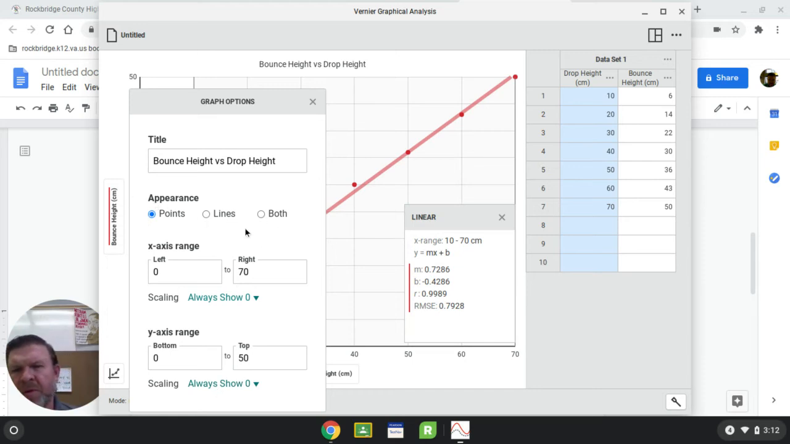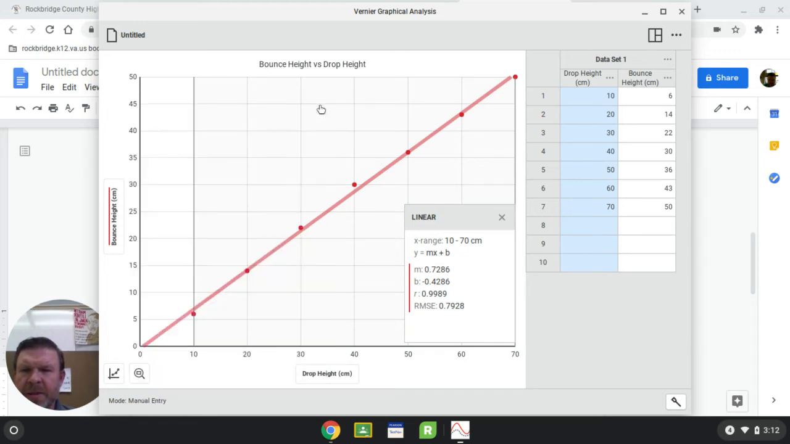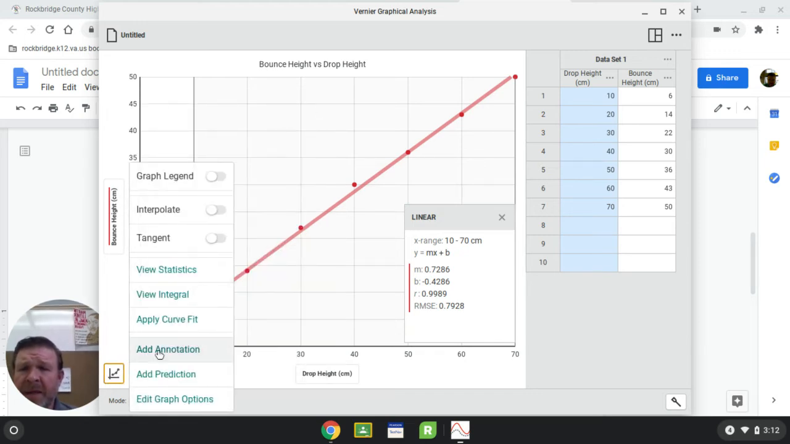Whenever possible, we would like to have that always show 0. Points, lines, or both. Why not both? What does it mean if you do lines? The lines option does this sort of connect-the-dots thing between your points, and that is not good. Don't like it. Both, no thank you. Just want points. And that's good.